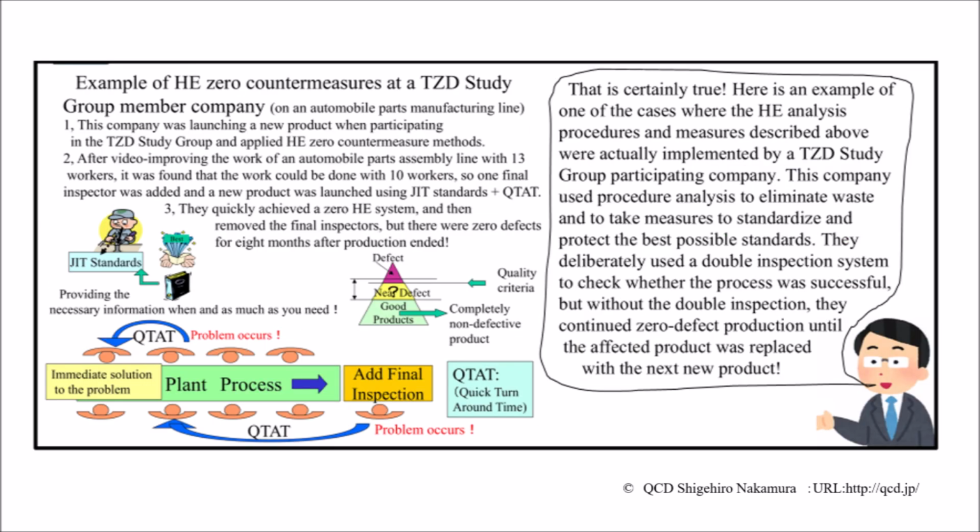This picture book introduces many examples of human error countermeasures that have made human error zero a reality. This case is one example. The distinctive feature of this case is that along with the launch of a new product, thorough work improvements were made. For this reason, inspectors were assigned on a trial basis in a double-check format, and QTAT was applied to thoroughly standardize. As a result, even after the inspectors were removed, human error zero was realized on this line for a long period of time.